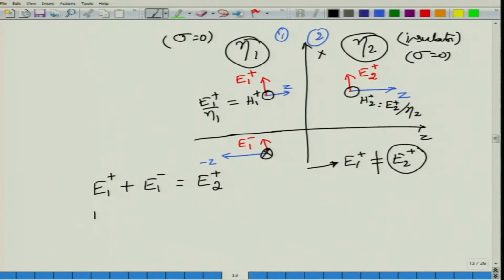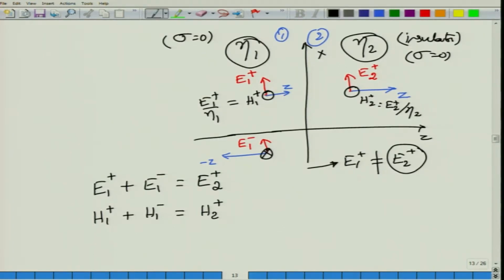What will happen to the magnetic field? Well, the magnetic field amplitudes are H1 plus H1 minus. I have not yet written them in terms of the electric field here. So, this must be equal to H2 plus. So you might ask what happened to the surface current density. Well, we do not have any surface current density because this is the interface between two insulating materials.